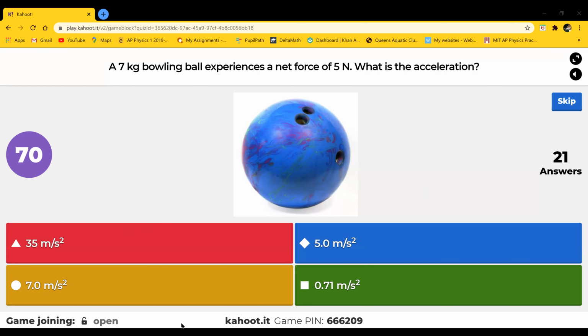What is the equation for this again? Newton's second law. You should know that. Actually, I'll give everyone a hint. It's net force equals mass times acceleration. So how do you find the acceleration if you know that the net force equals ma? What do you do to both sides?